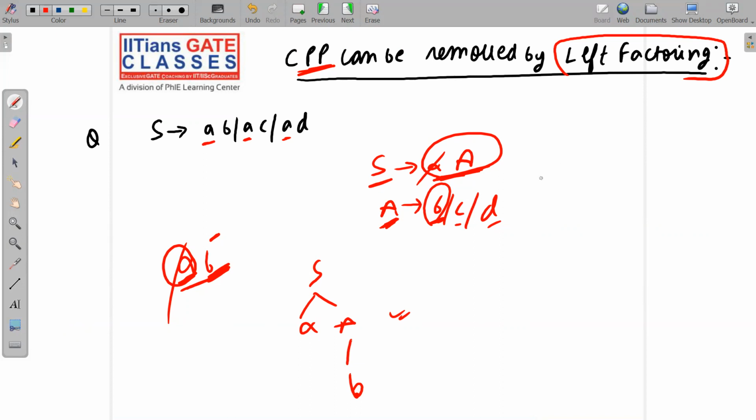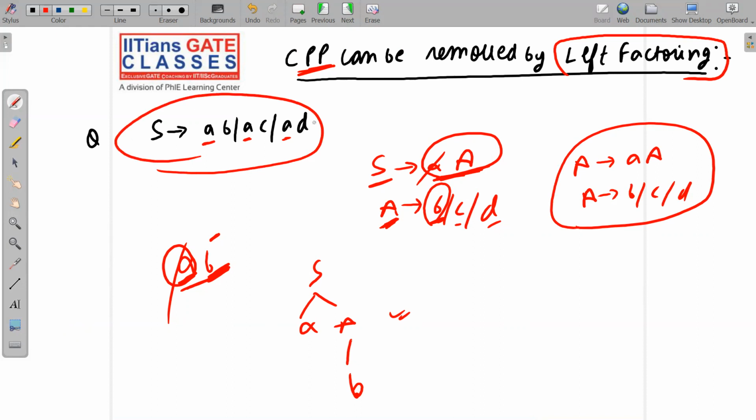Hence, after doing left factoring, we have got this grammar, and this grammar is perfectly correct. There is no common prefixes problem here. A goes to AA and A goes to B, C, or D. Both these grammars are equivalent in the sense both will generate the same strings. Here we had a common prefixes problem, but here we have removed it. That means we have done left factoring. Please note it down. I will jump to the next slide now.